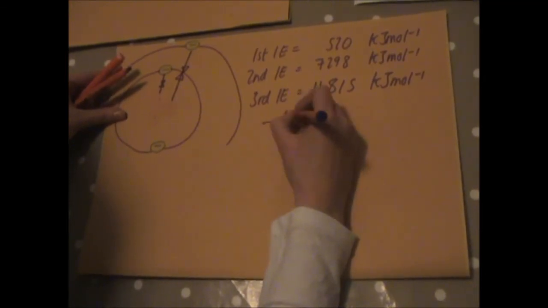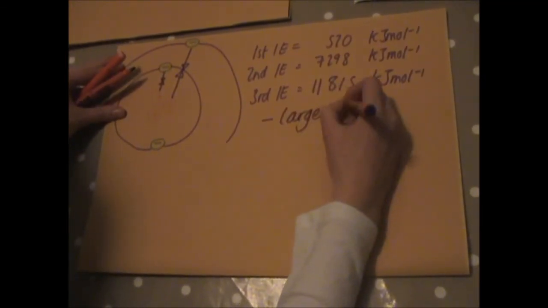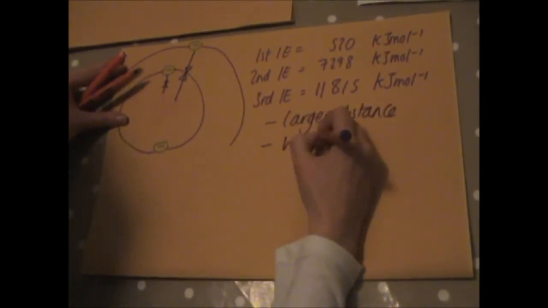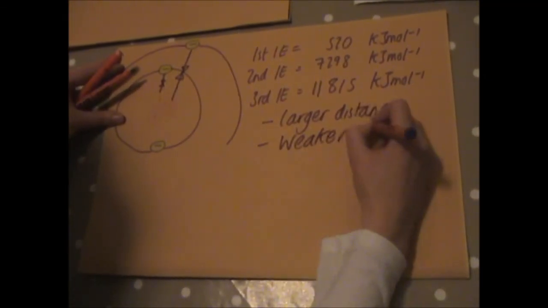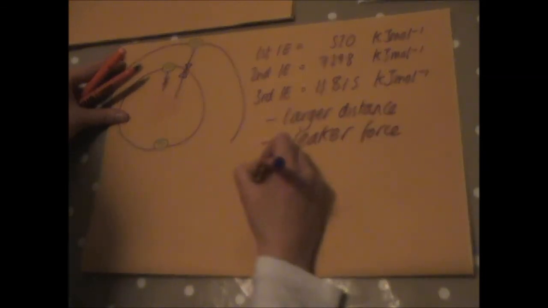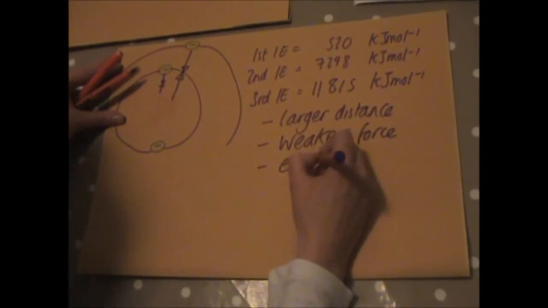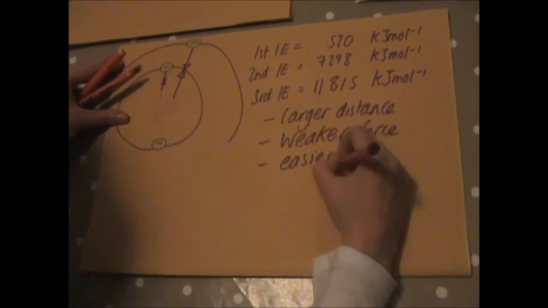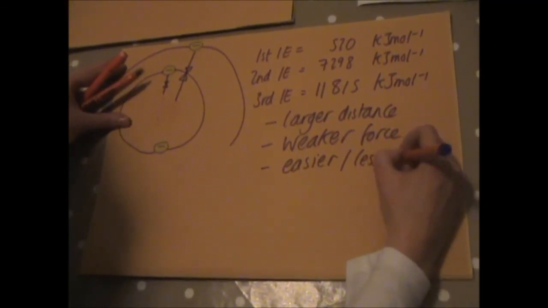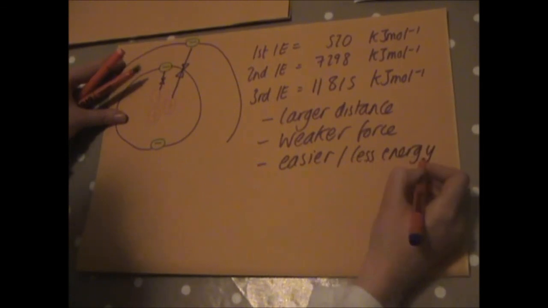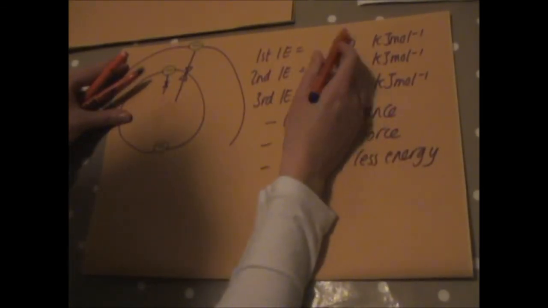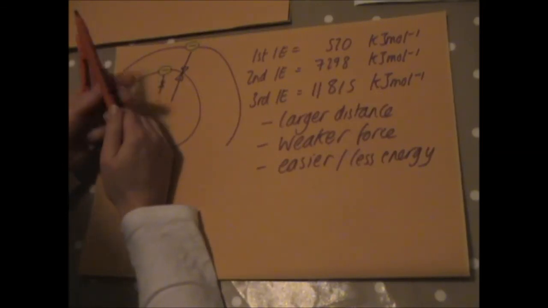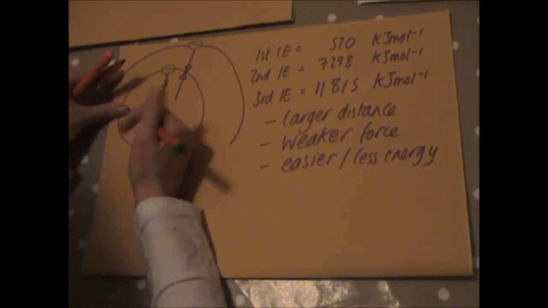So we've got a larger distance, which means that the force will be weaker. So this electron would be easier to remove. By that we mean that it would require less energy, so you can see that's why we have a smaller number here. But that's not all of the explanation.